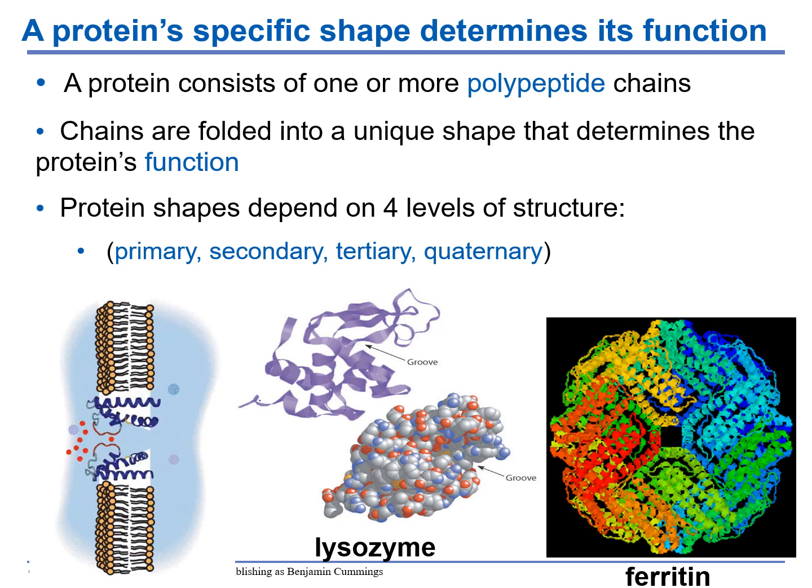So here you see in this animation different foldings. This is a lysozyme, and this is ferritin. So you see the different folds. Let's dive deeper into the levels of the structure.